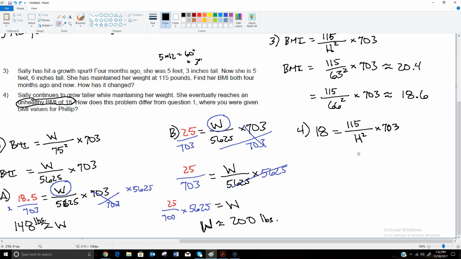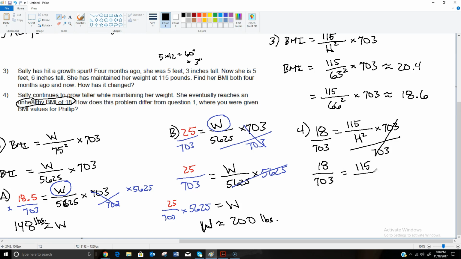Now, this is a little bit harder problem to do. And the reason it's a little bit harder is because of the two things about the H. First of all, the H is on the bottom, which makes it a little bit more difficult. And then the square makes it a little bit more difficult and gives us an additional step. We're still going to do the same first step. We're still going to divide by 703 on both sides. So once we go ahead and cancel these 703, I end up with 18 over 703 equals 115 over h squared.